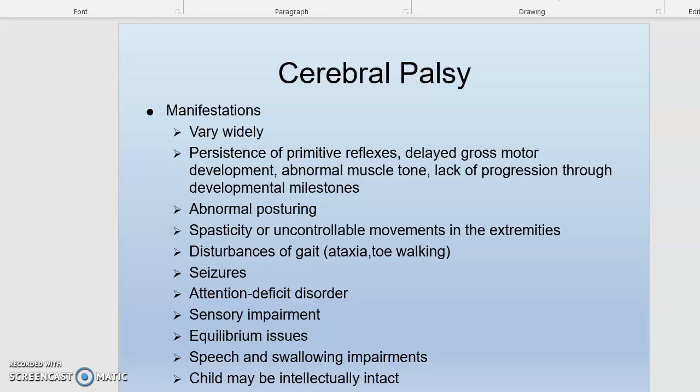Some of the manifestations include persistence of primitive reflexes, delayed gross motor development, abnormal muscle tone, lack of progression through developmental milestones, abnormal posturing, spasticity or uncontrollable movements in the extremities, disturbances of gait, seizures, attention deficit disorder, sensory impairment, equilibrium issues, speech and swallowing impairments, and the child may be intellectually intact. So it's worth noting that even with the other deficits the child may experience, they may be intellectually intact.